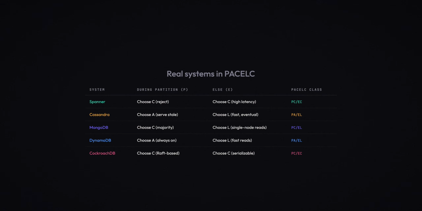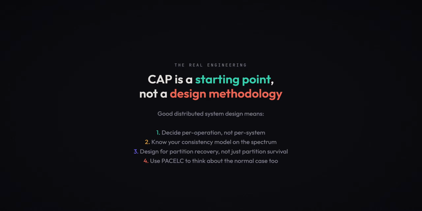So where does this leave us? CAP is a starting point for understanding trade-offs, not a design methodology. The real engineering is more nuanced. First, decide per operation, not per system. Different data has different consistency needs. Second, know where you are on the consistency spectrum. You probably don't need linearizability everywhere.